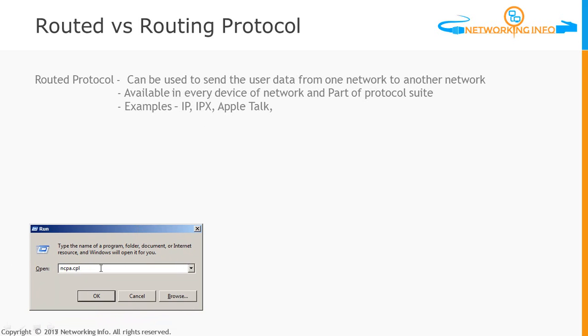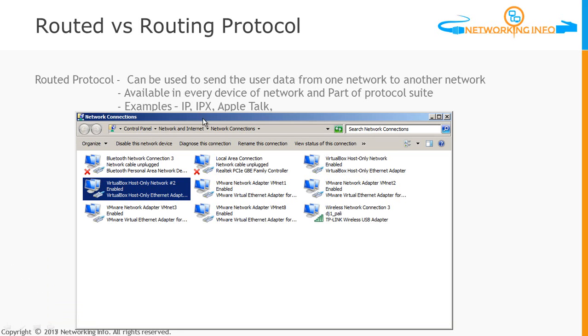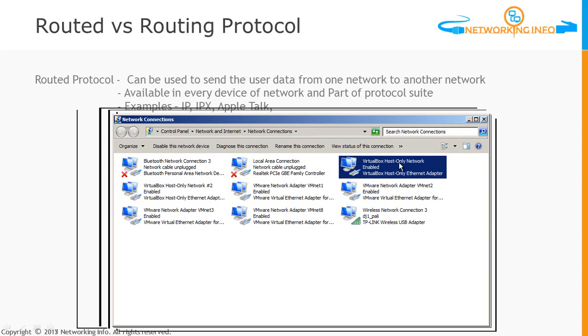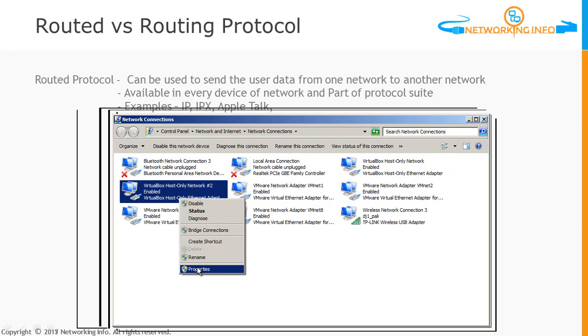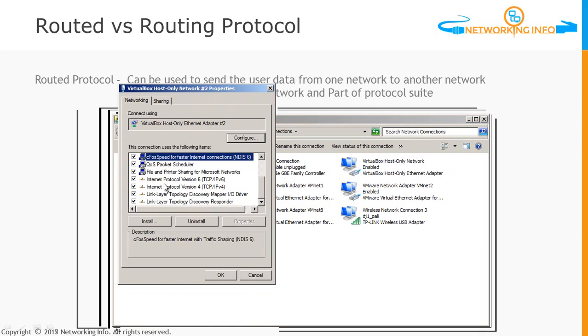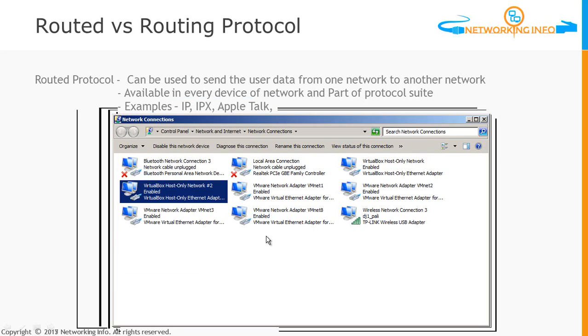ncpa.cpl. ncpa.cpl will open this dialog box, and this dialog box can show you the interfaces where the protocol suite, which is TCP/IP, is installed. If TCP/IP is installed in our computer, then we can be sure a routed protocol is also installed. Go to the properties of any adapter, and you can see Internet Protocol version 6 and 4. These are the TCP/IP protocol suites installed in our computer. So now we are aware of the routed protocol installed in our computer.